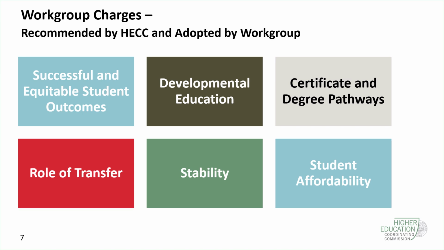And so we focused at the end of the day for the work group themselves, the charges focused on creating a successful and equitable student outcomes driven formula. And that could take many different forms. We wanted the work group to discuss that and provide their perspective on what that could look like. But we also wanted to focus on developmental education, certificate and degree pathways, student affordability if at all possible, funding stability, what role does transferring play in this process? And so many of these charges were very broadly defined on purpose, because the work group was given broad authority and latitude to define this for themselves.